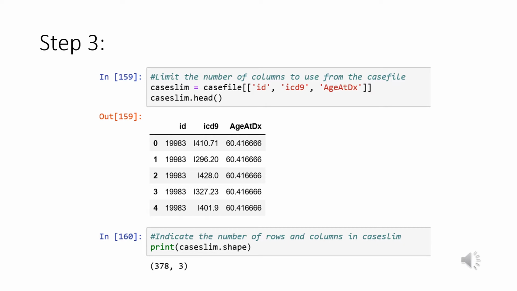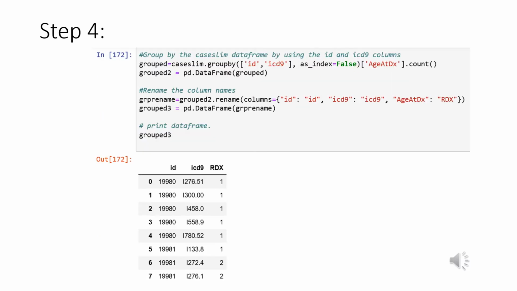We don't need to use all the columns from the case file data frame. Line 159 shows how to create a new data frame with the desired columns. Next, we use the case file with the limited columns to determine the unique counts resulting from grouping by ID and ICD-9 combinations. The column names are then renamed. Note that the EdgeRDX column has been renamed to RDX.